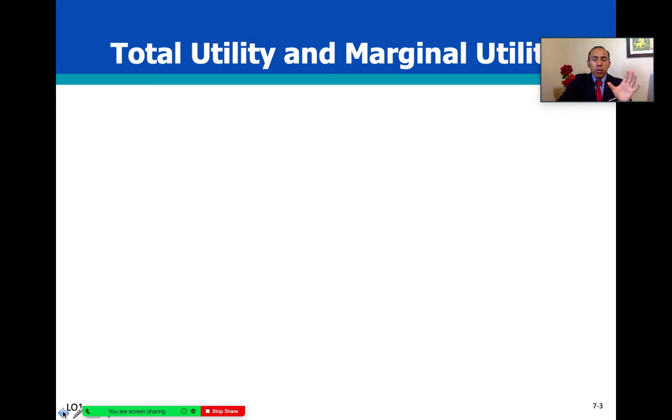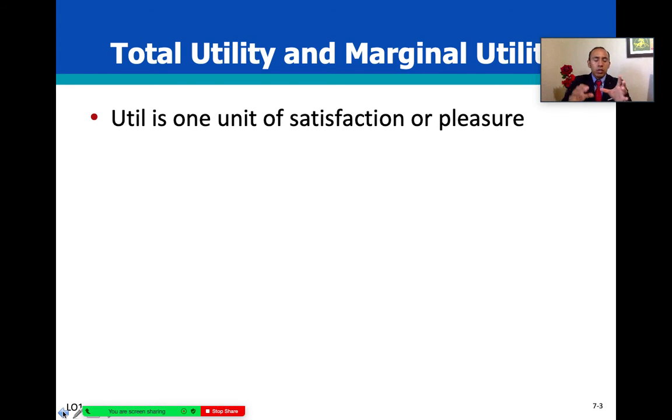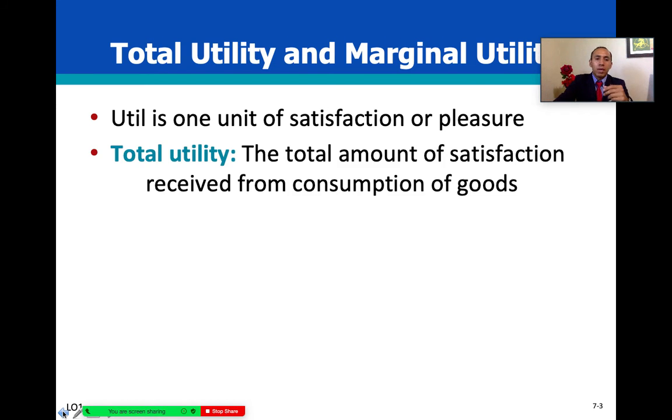Now, when we're looking at total utility, think about the unit of measurement of utility as one util. One util is one unit of satisfaction or pleasure for a unit consumed. The total satisfaction derived is the total amount of satisfaction received from the consumption of goods and services of a specific quantity. Total utility is the total satisfaction of consuming any good or service in quantity terms.